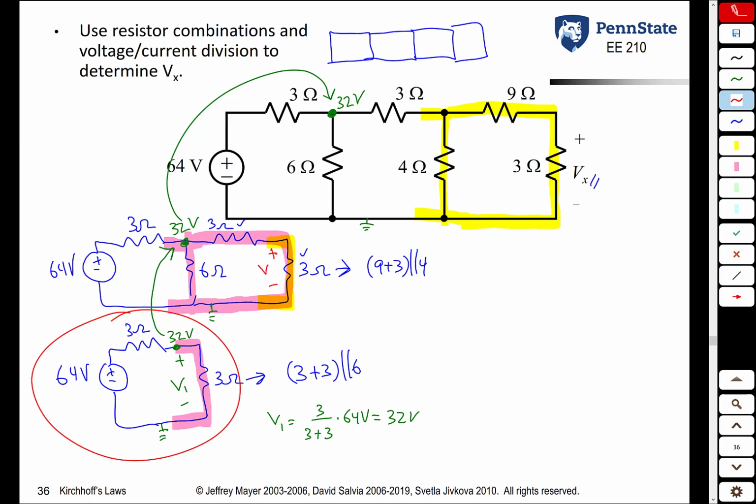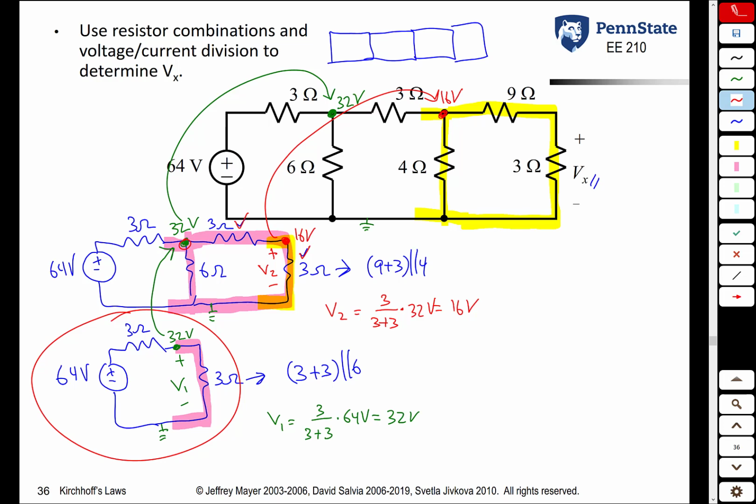Let's call this V2. Because we know the voltage at this point is 32 volts, this 3 ohm resistor and this 3 ohm resistor are in series. We have 32 volts across it. So V2 from voltage division is 3 over 3 plus 3 times 32 volts, or 16 volts. So the voltage at this node is 16 volts, but this node is the same as that one. So the voltage at this point is 16 volts.